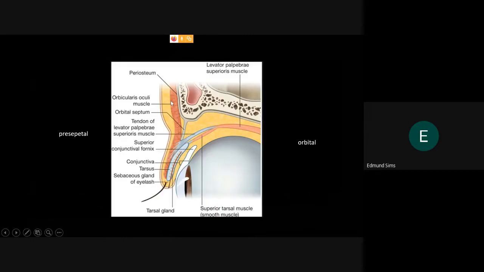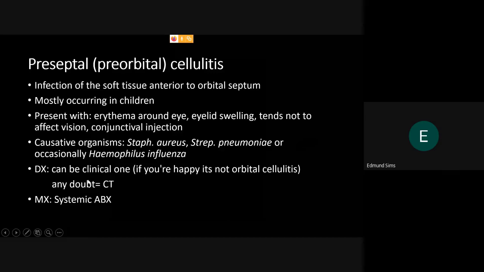So don't get daunted by the anatomy here. I don't really need to talk through much apart from point out this bit here. Can you all see my cursor? Can anyone see my cursor? Yeah, it's moving. Brilliant. So that's the orbital septum. So any cellulitis in front of the orbital septum is called preseptal cellulitis or preorbital cellulitis, and any cellulitis posterior to that septum is called orbital cellulitis. So we'll talk about preseptal cellulitis first.